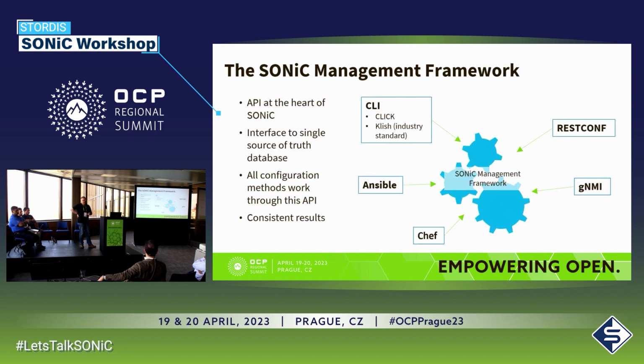How does this all work together? We have the SONiC management framework that is at the heart of SONiC. This is an API that is local to the switch. And we have all these various methods to access the switch via CLI, Ansible, Chef, RESTCONF, or gNMI. They all access the same API of the SONiC management framework. So this means that no matter which method you use, you will always achieve the same results, and you will not experience any surprises if you switch, for example, from RESTCONF to gNMI. You'll always see the same results if you configure the same things.